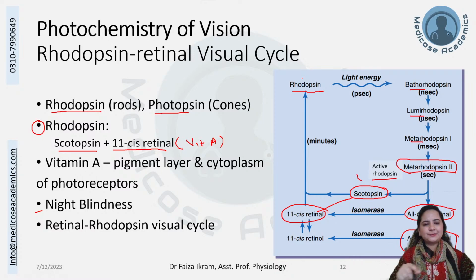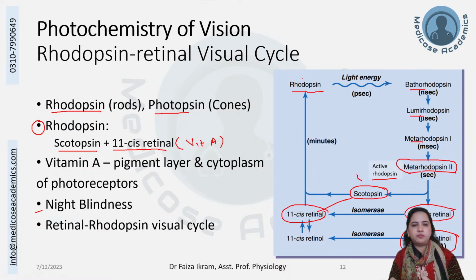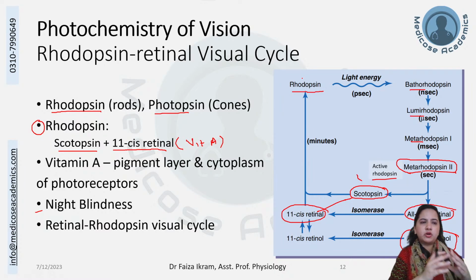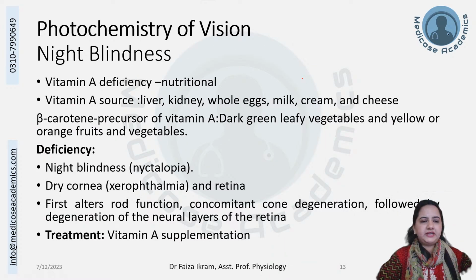So this cycle keeps on continually happening inside the rods. Rhodopsin being formed, rhodopsin being decomposed. The more the dark, the more rhodopsin will be present. The more the light, the more rhodopsin will be decomposed. Vitamin A deficiency, as we discussed in the previous slide, can lead to night blindness.